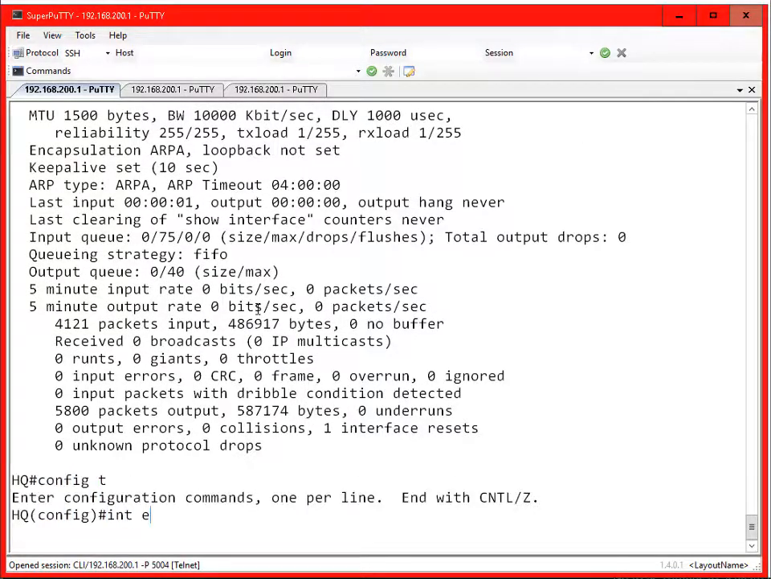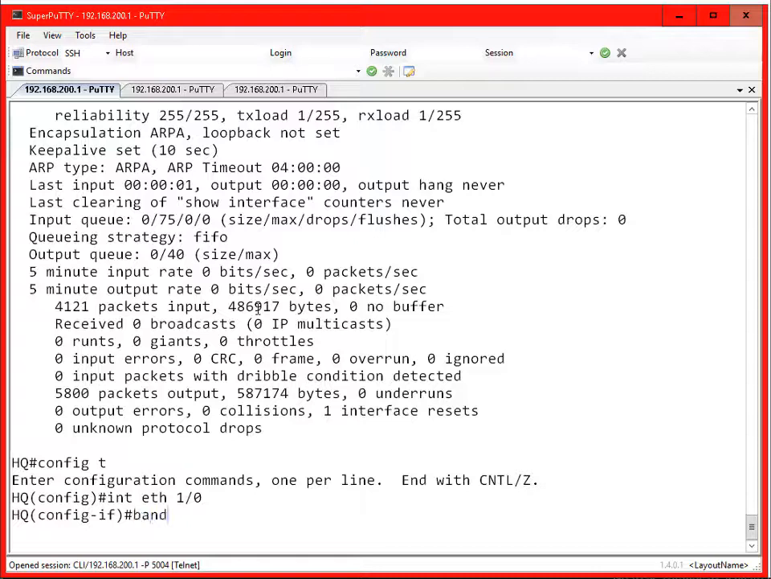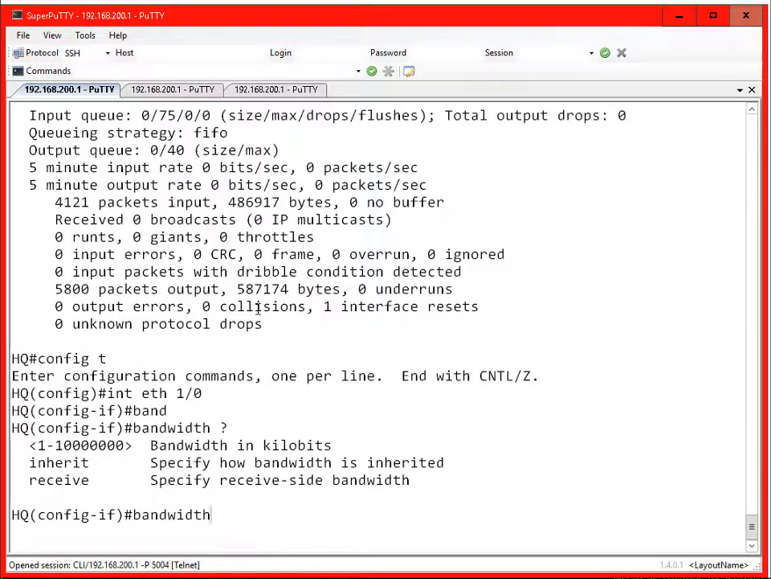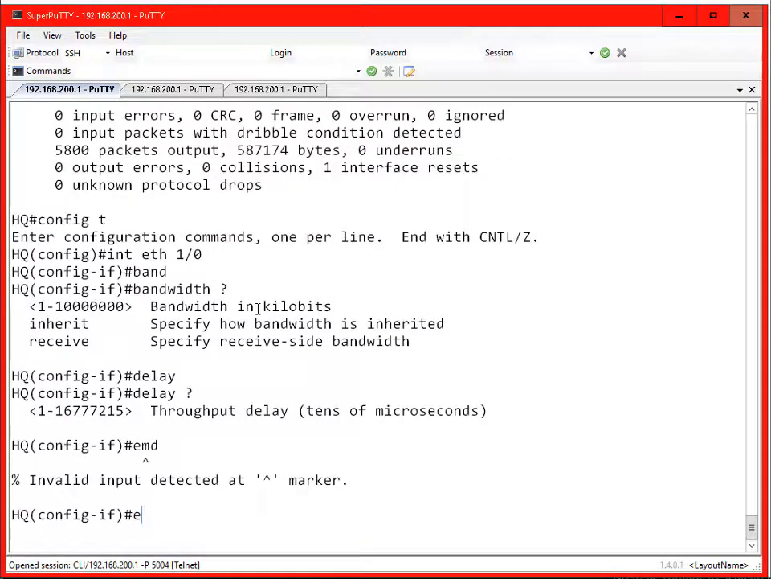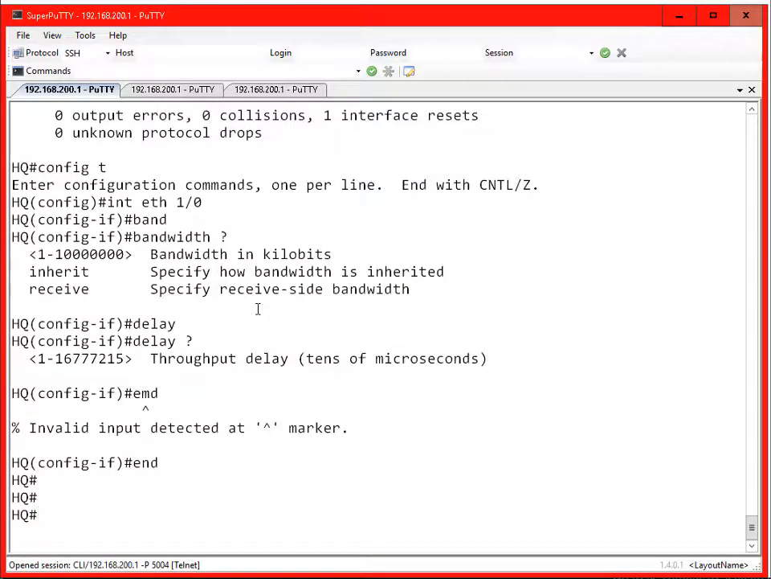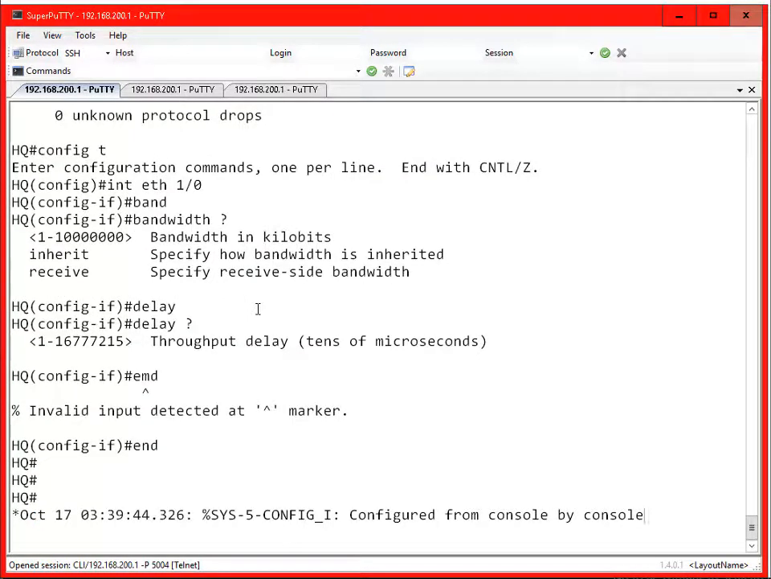I still go into the interface to set the bandwidth if I want to set the bandwidth in kilobits per second, or if I want to set the delay in tens of microseconds, because those commands are not specific to EIGRP. It's just a way of manipulating EIGRP into doing whatever we want it to do. Okay? So before we wrap up this lesson, any other questions about EIGRP for IPv6? Outside of course, authentication, which we'll see a little bit later on.